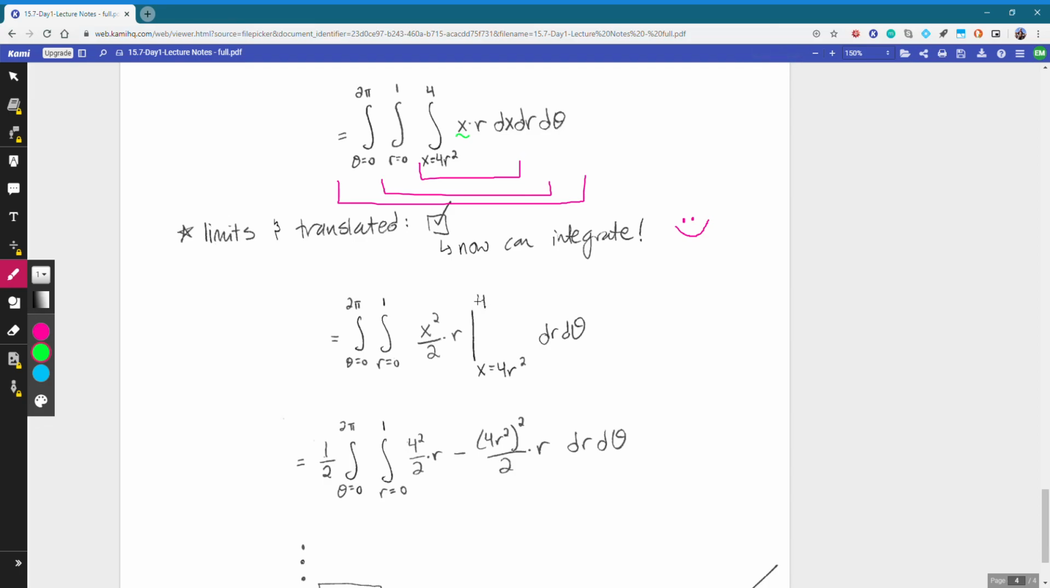And so we'll do it one at a time, right? Plop these in. So plopping in the 4, we get 4 squared over 2 times r. Subtract what we get when we plug in our 4r squared, which is 4r squared over 2 times r. And so we can do a little bit better here and simplify this. Over on the left, 4 squared is 16, so over 2, this is going to be 8r.